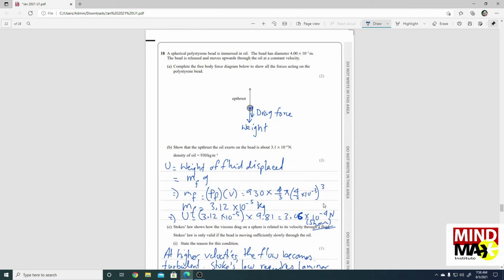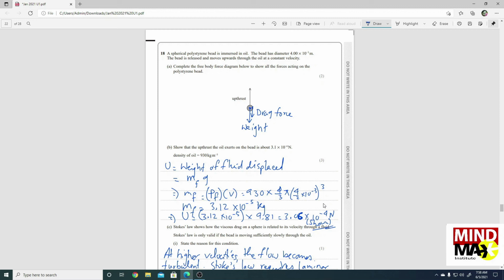So show the upthrust the oil exerts. So upthrust is what? Before we go into the upthrust, we have one part left here. So here they're telling us that the bead is released and moves upwards. The bead is moving upwards. Okay, so if it moves upwards, the drag force is going to act downwards, because drag force always opposes the motion. So if its motion is upwards, that means its drag force is going to be downwards, right? And also its weight acts which way? Downwards. Weight acts downwards always.